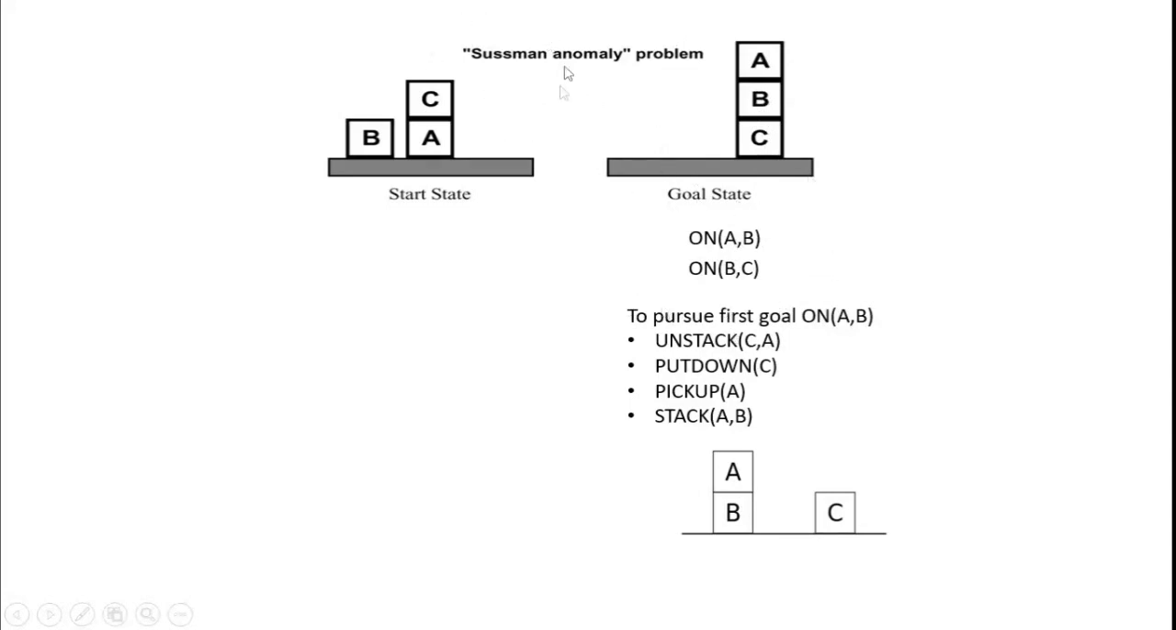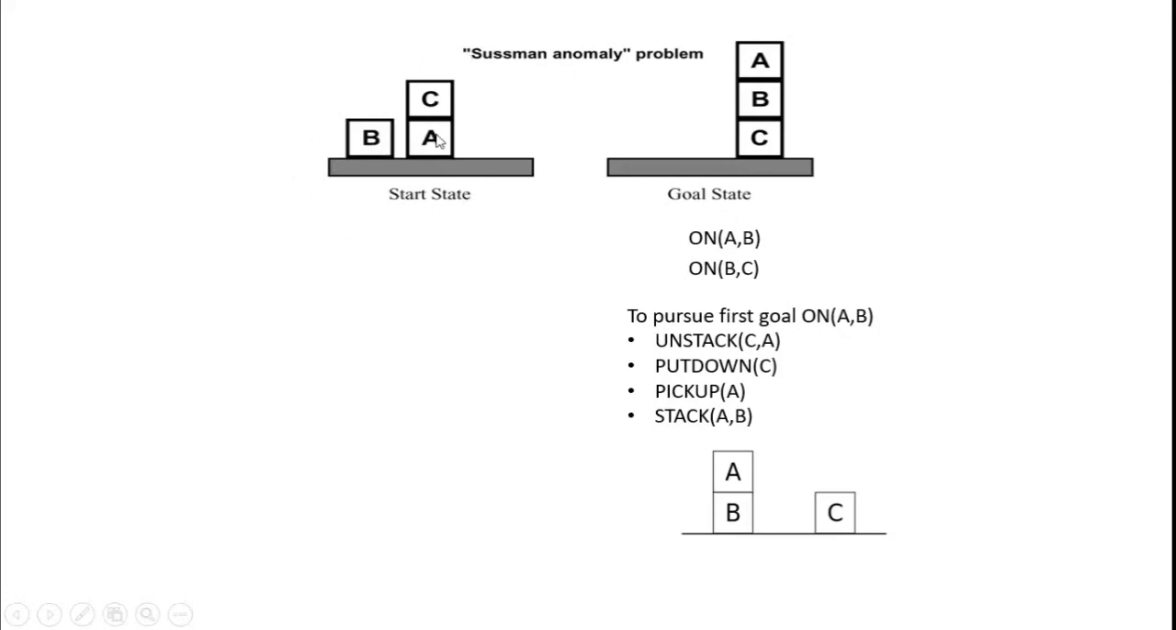What Sussman wants to say is, if this is the compound goal and you divide this into two subgoals, you can never achieve it. That's what he wanted to say. Let us see why. Let us say this is my compound goal and these are my subgoals. Suppose first I want to achieve on A, B. I want to put A on B. This is my initial state.